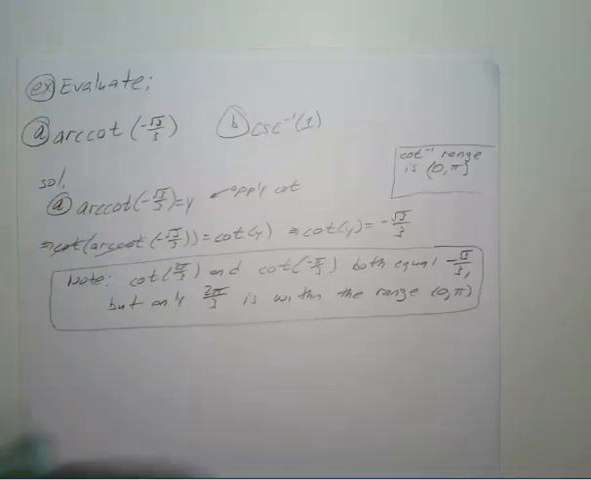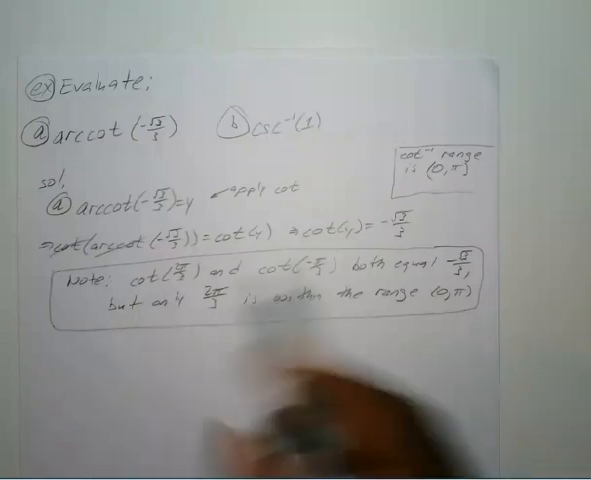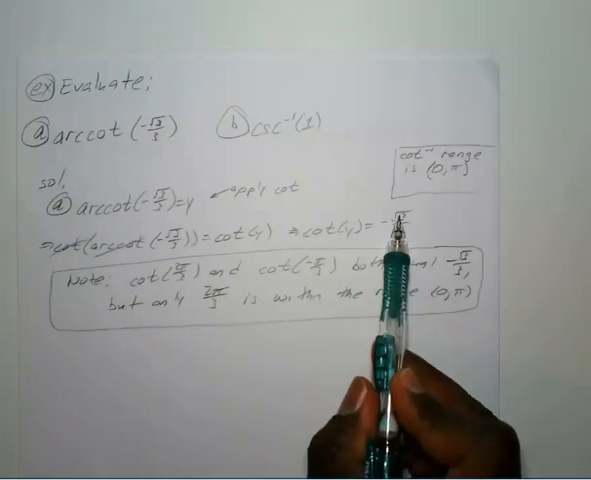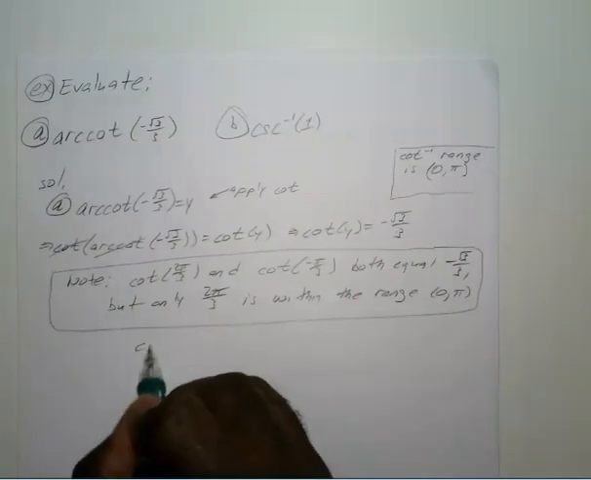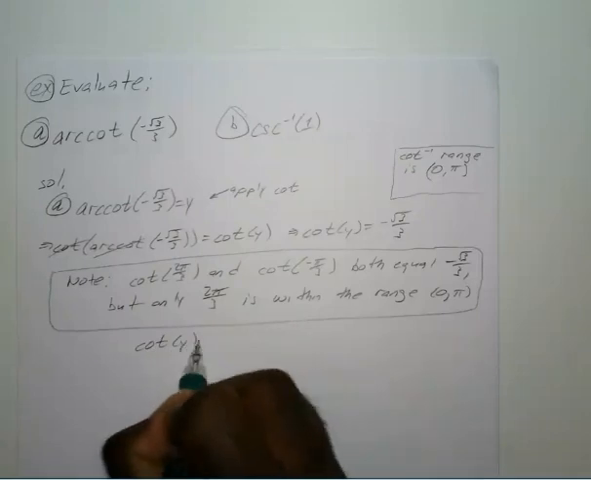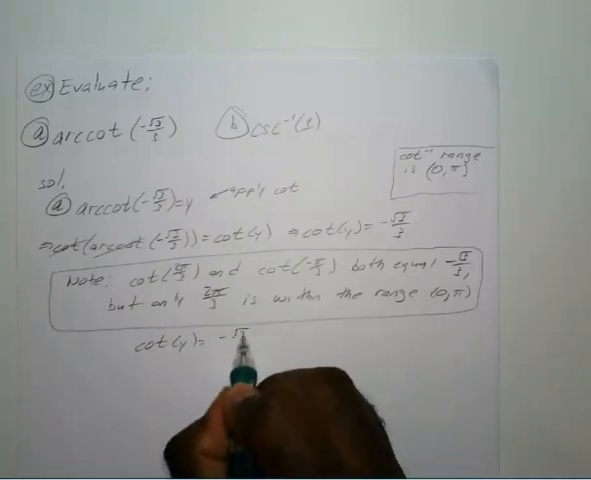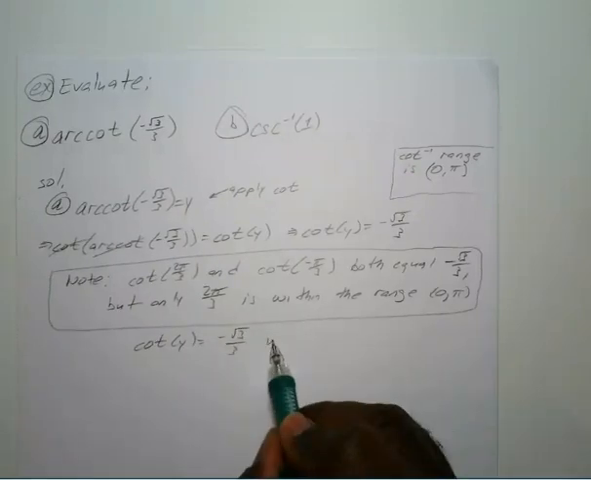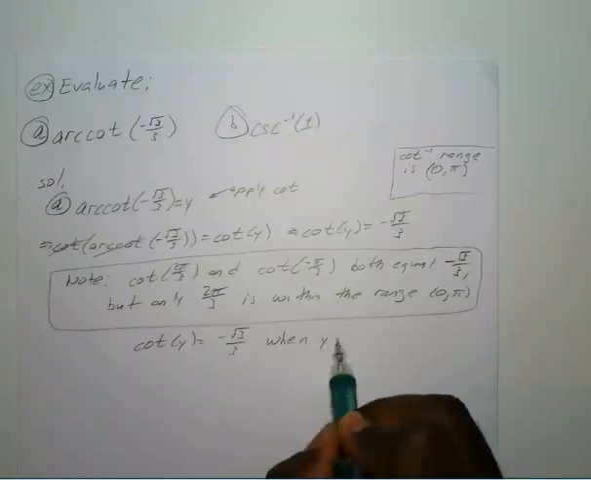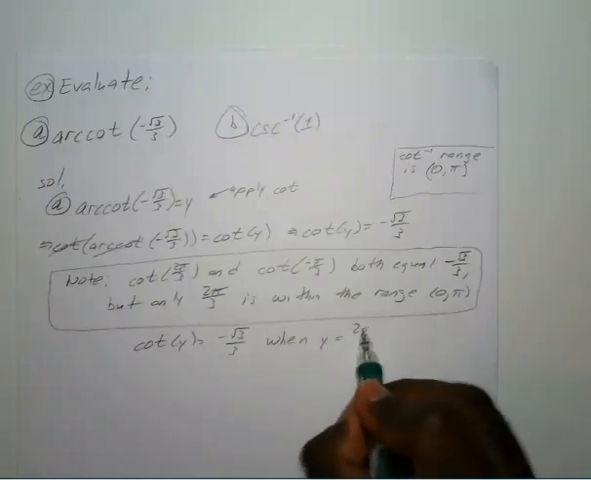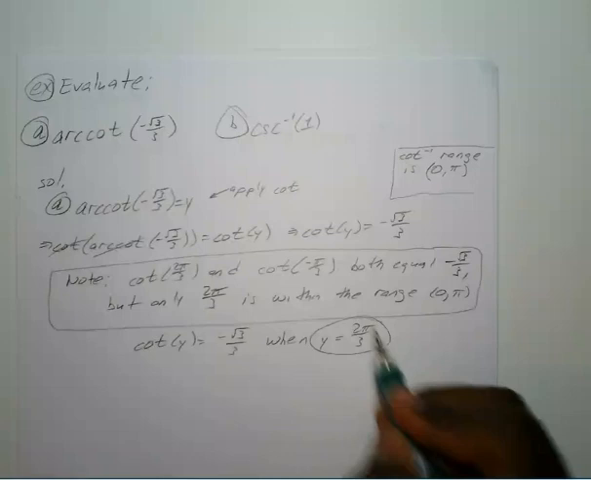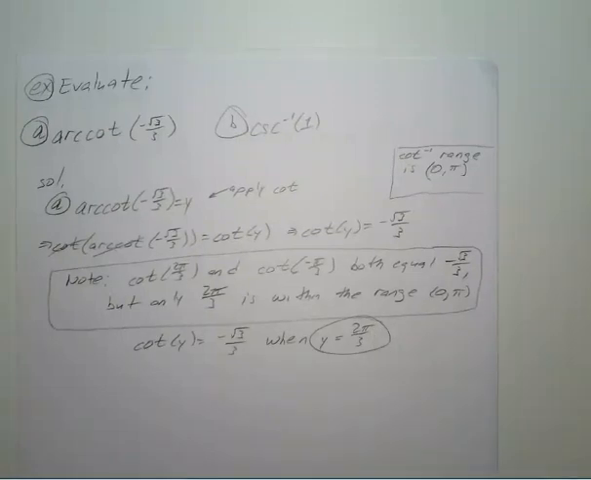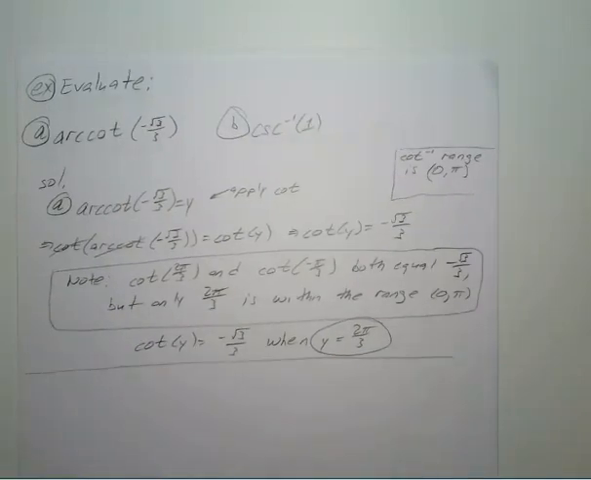So what does that tell us? That tells us that cotangent of y equals negative square root of 3 over 3 when y is equal to 2 pi over 3. That kind of helps a little bit. Let's go ahead and do B.